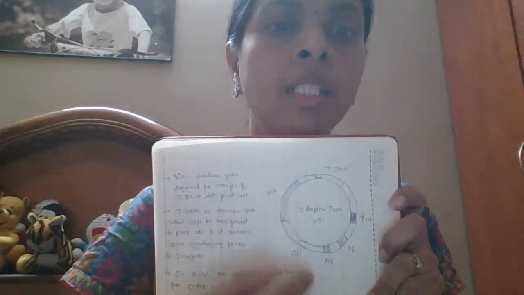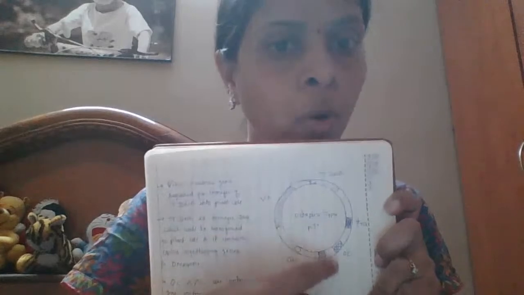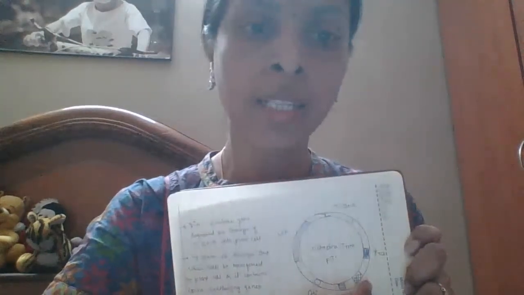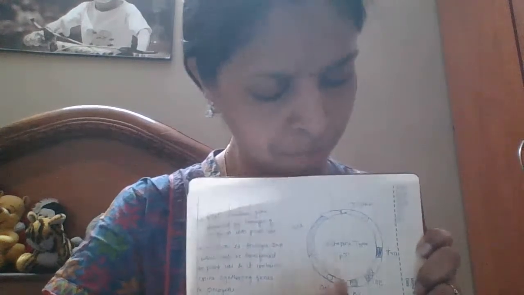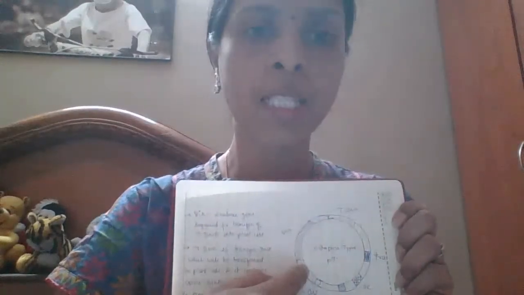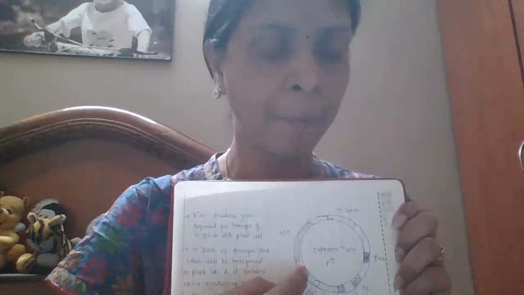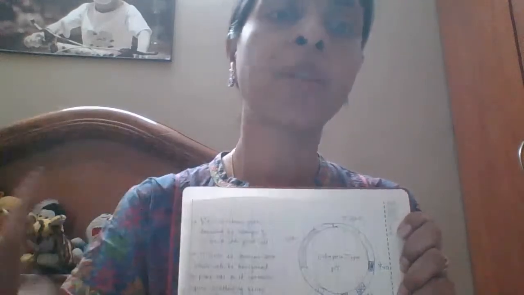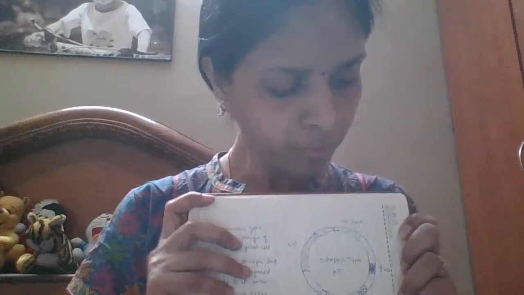Now what are the other regions? There are certain opine catabolism regions, that is OC, octopine catabolism, and agropine catabolism. These are the catabolism genes. So these genes will be expressed in agrobacterium, while the tDNA part will be expressed only in the plant cell.